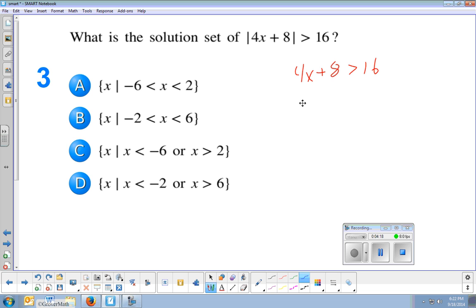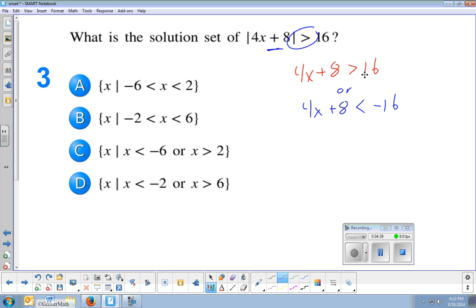And then you also end up with 4x plus 8, so not changing what's in here at all, but this time it's less than negative 16. And so that's a little bit different. Instead of having kind of one equation all put together when it's greater than, we have this, and this is actually going to create an OR statement, we call it. And so you solve these.